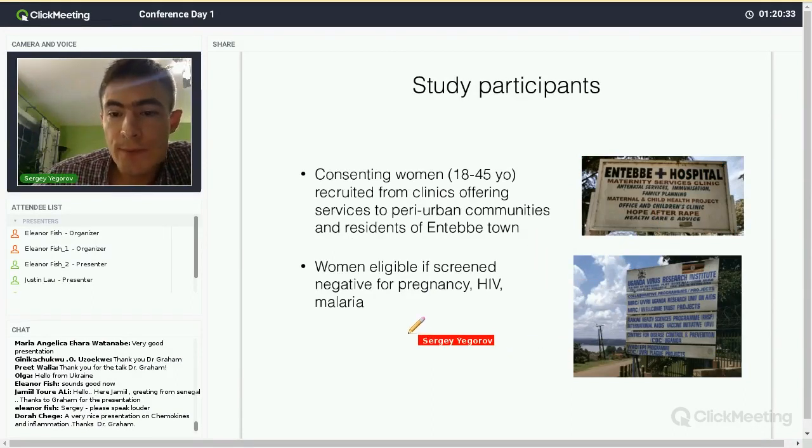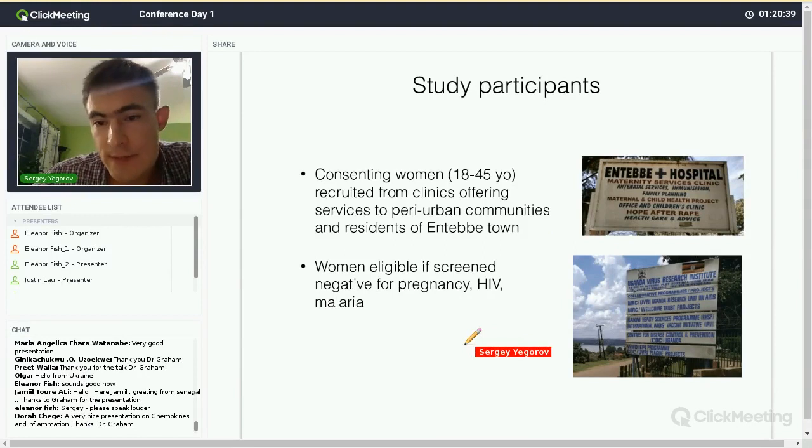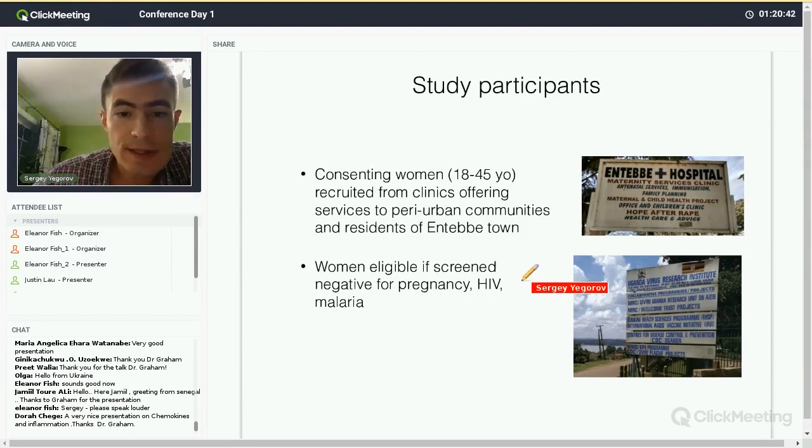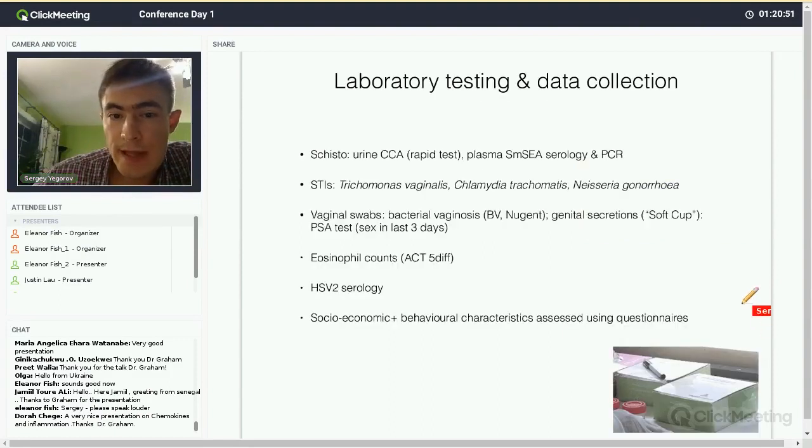For the study, we recruited adult women who consented from a few clinics in Entebbe town. Women were eligible for the study if they were negative for pregnancy, HIV, and malaria. We conducted a series of tests. First of all, to screen for schistosomiasis, we used a rapid diagnostic test on urine samples, which is based on circulating cathodic antigen testing. We also performed some retrospective serology and PCR for Schistosoma mansoni and Schistosoma haematobium as well.